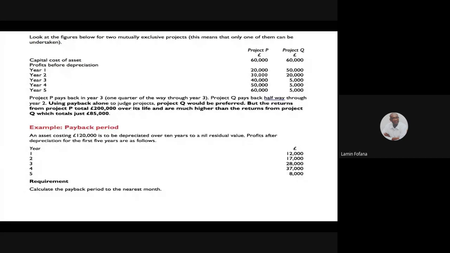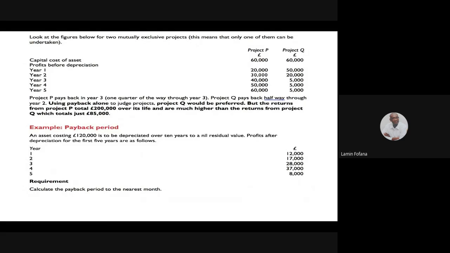Good. So for this £60,000, in year 1 we are going to get back 20,000. In year 2 we are going to get back 30,000, and in year 4 we're going to get 40,000, and so on. But look at project Q. Project Q, the initial outlay is 60,000. We are getting 50,000 in year 1, and in year 2 we are going to get 20,000, and thereafter 5,000, 5,000, 5,000.